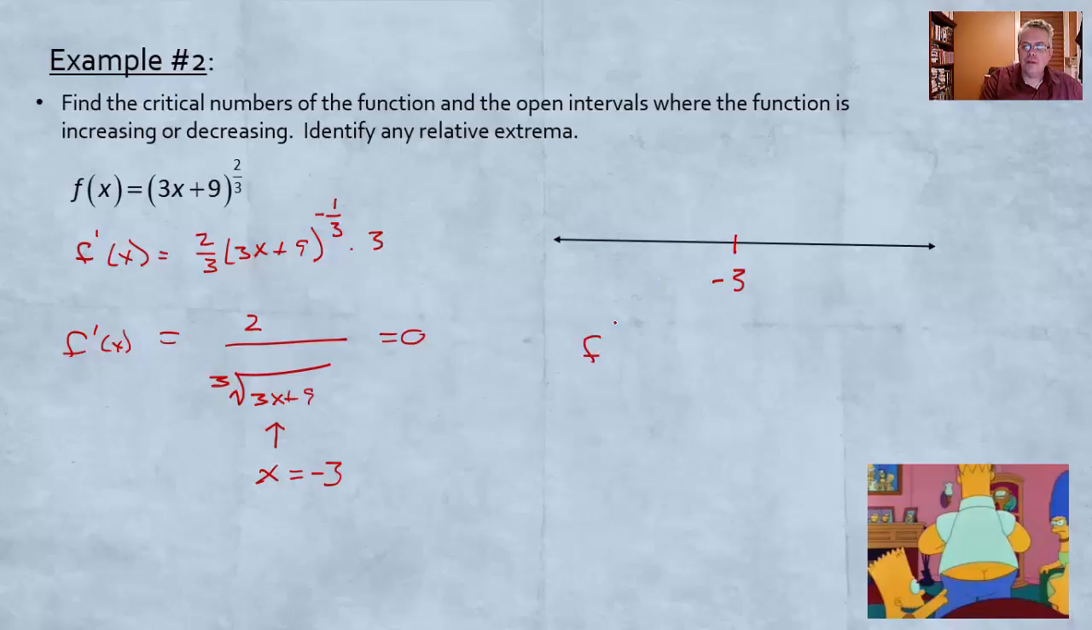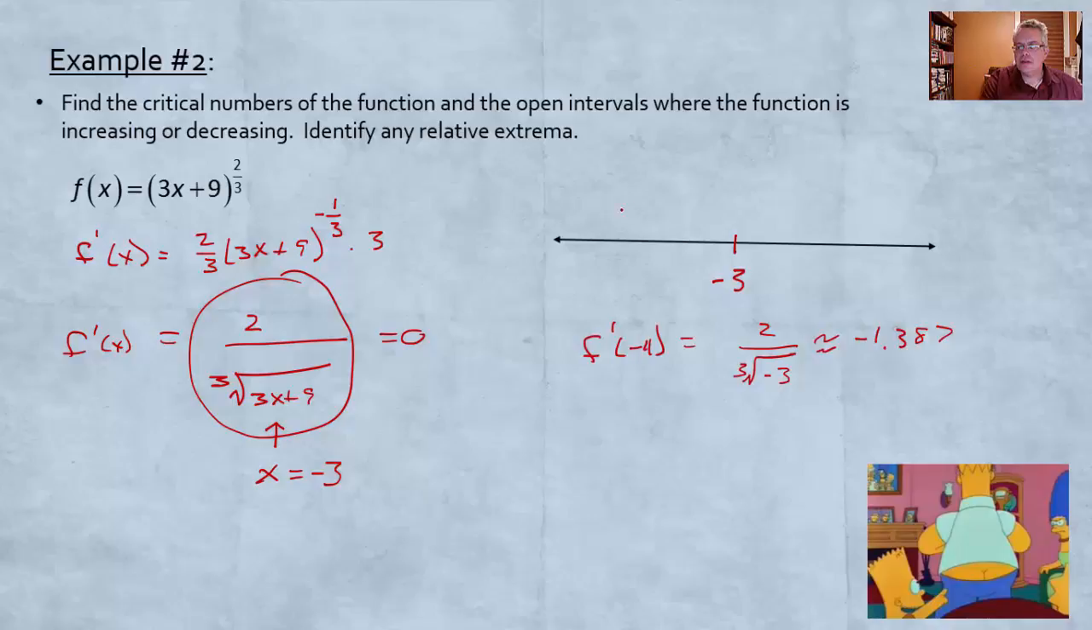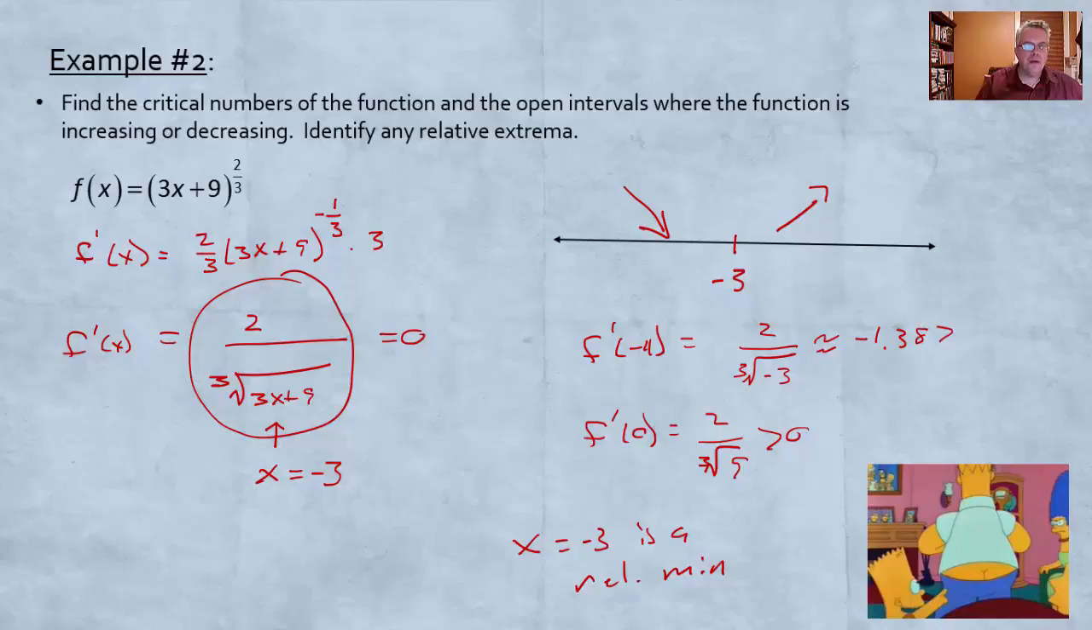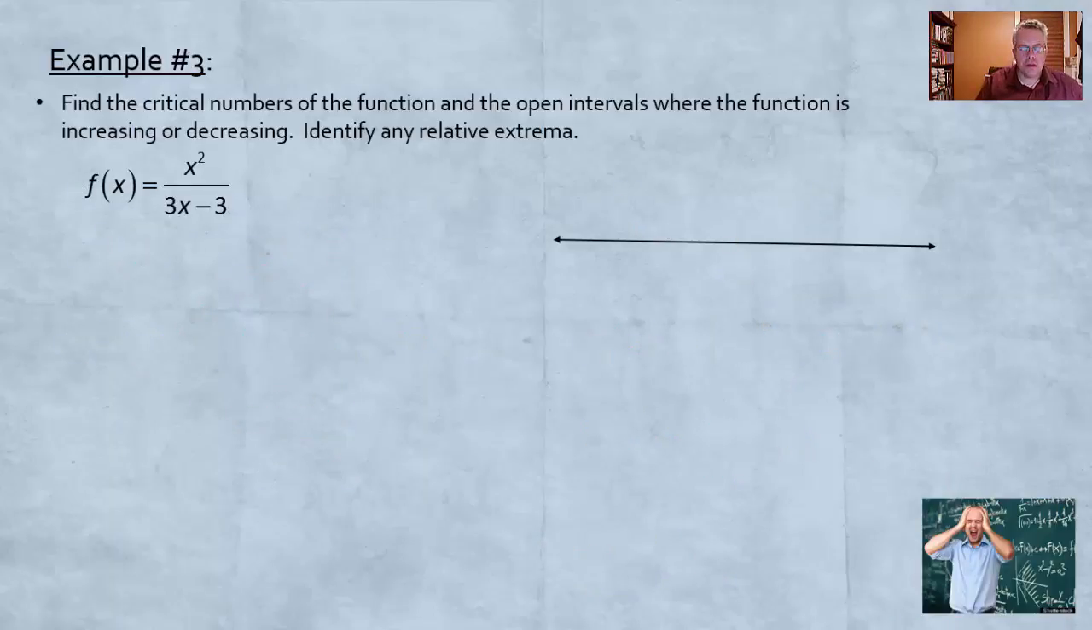So if we do f prime of -4, we're substituting it into this mess right here. You end up getting 2 over the cube root of -3, which is about -1.387, which means the function's decreasing there, right? Going down. And then I substituted 0. I get f prime of 0 is 2 over the cube root of 9. I don't really need to know the decimal. Both of those are positive, so this is greater than 0. Function's increasing. And we see that -3 must be a minimum. Okay, we're half done.